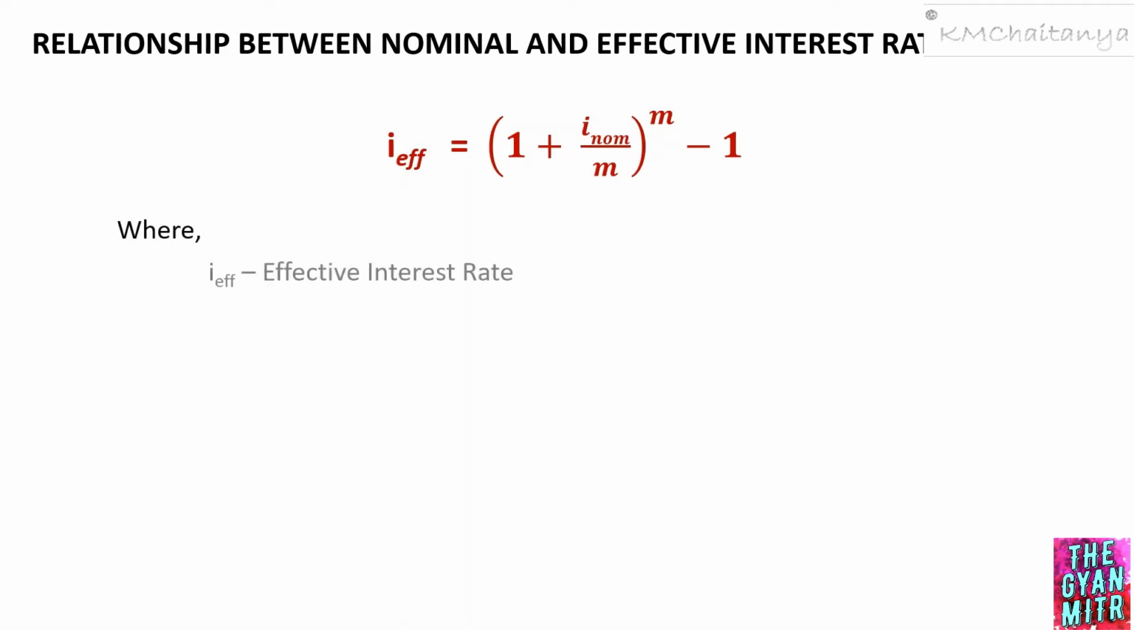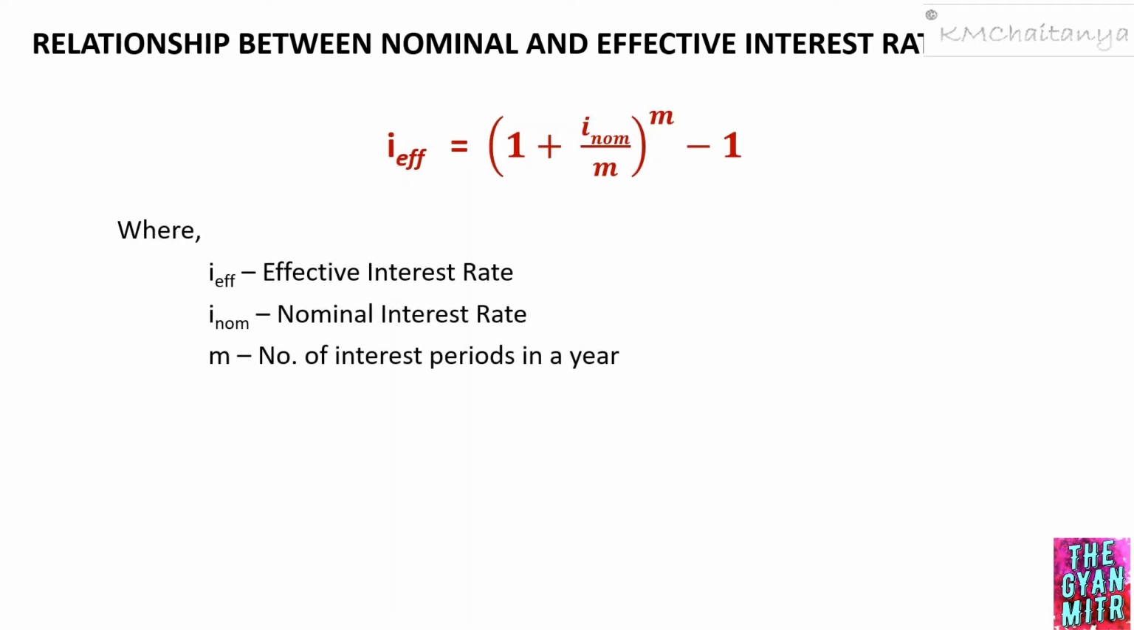Relation between nominal and effective interest rate. I_EFF is equal to (1 plus I_NOM divided by m) whole to the power of m, minus 1, where I_EFF is the effective interest rate, I_NOM is the nominal interest rate, and m is the number of interest periods in a year.